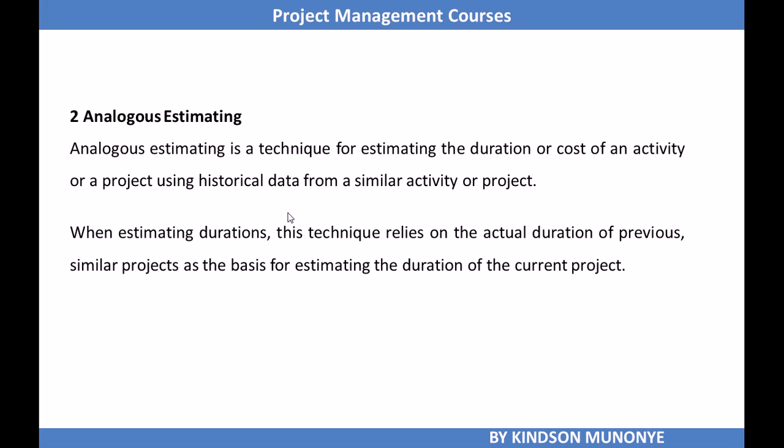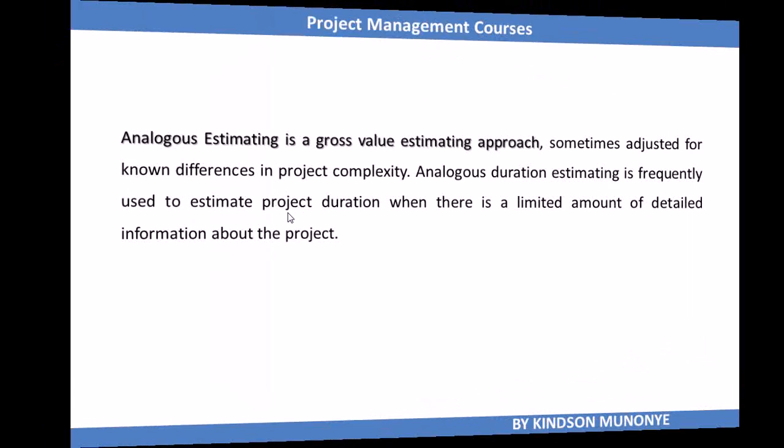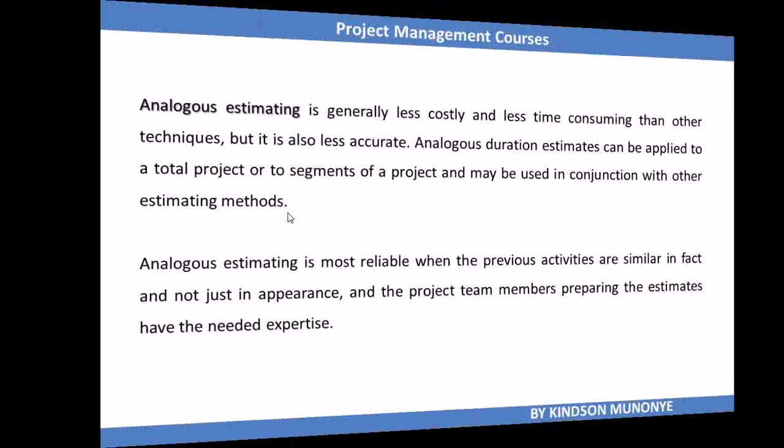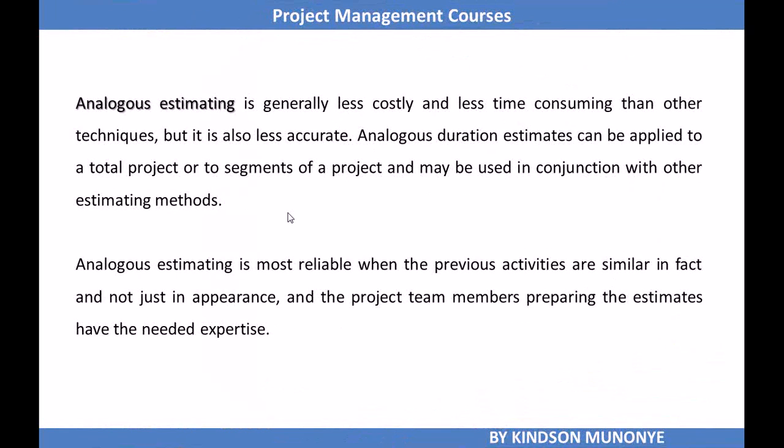So, when estimating activity duration, this process relies on actual duration of previous similar project as basis for estimating the current project. So, analogous estimating is a gross value estimating approach, sometimes adjusted for known differences in project complexity. Analogous duration estimating is frequently used to estimate project duration where there is limited amount of detail about the project. A little more about analogous estimating. It is generally less costly and less time consuming than other techniques, but it is less accurate.